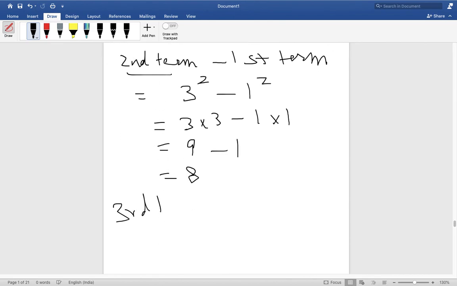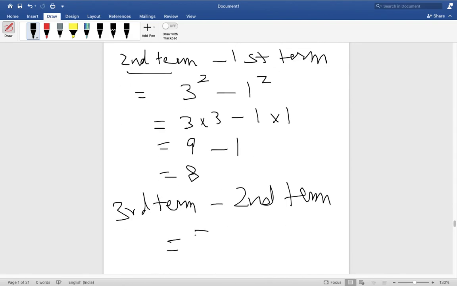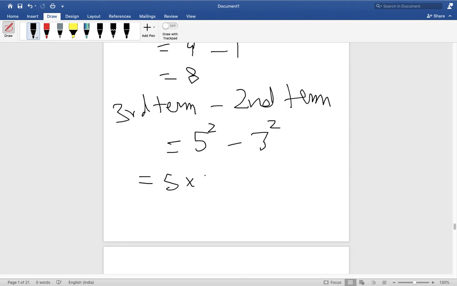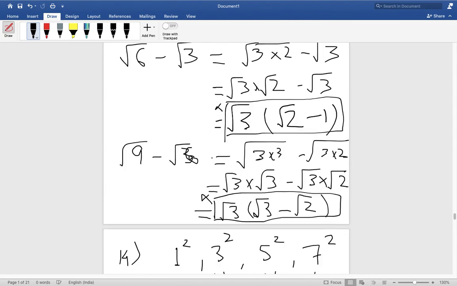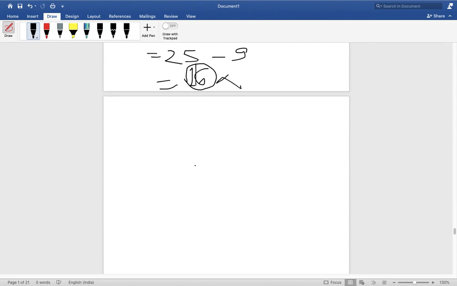Now let us have a look at the difference between the third term and the second term. Third term is 5 square, and the second term is 3 square. 5 square is 5 times 5, 3 square is 3 times 3. 5 times 5 is 25, 3 times 3 is 9. 16. Oh, look at this. The difference between the second term and the first term is 8, but the difference between the third term and the second term is 16. So not same. This is not an AP. It's again a wolf. It's not a sheep.